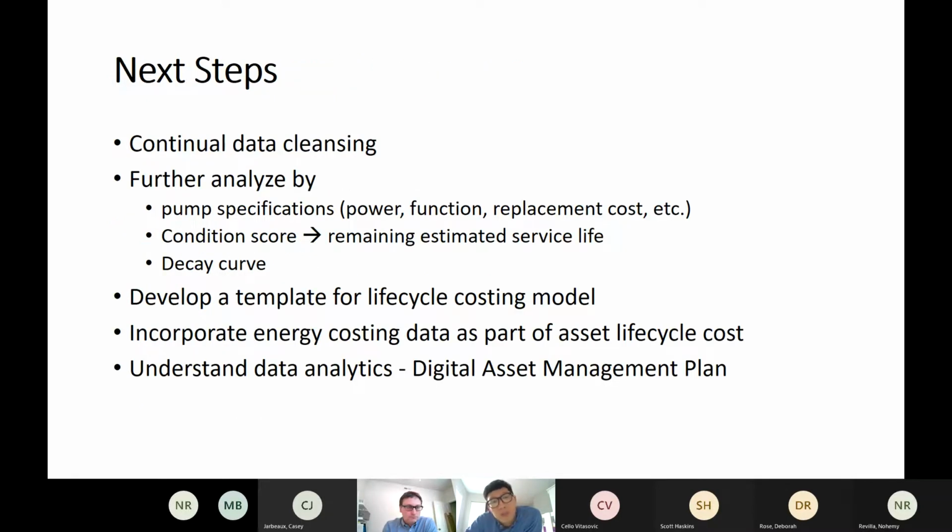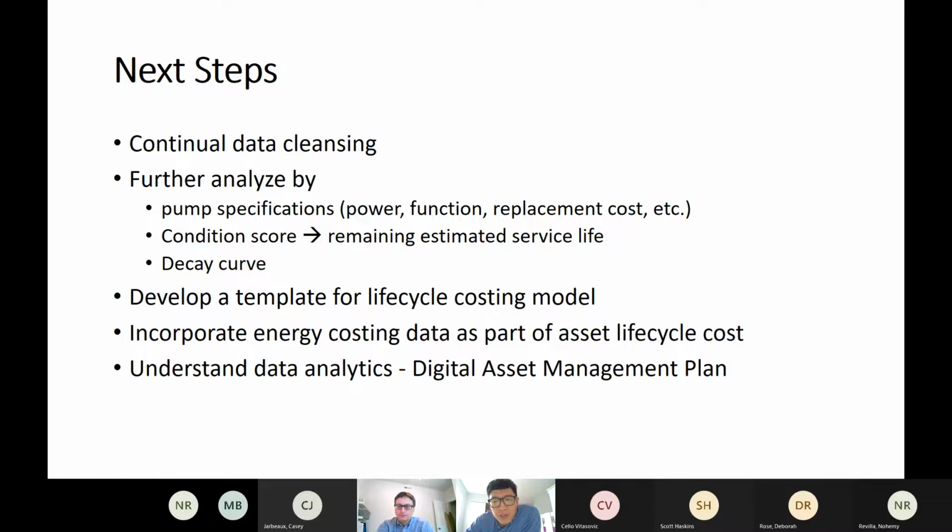So in terms of next steps, we need continual data cleansing, and it's a way bigger initiative that we should work on together with IT and O&M, along with further analysis using the pump specs and condition scores. I'm really curious whether, based on the current condition and remaining service life, there are big changes to the work order cost. Those decay curves, like the bathtub curve or the J or reverse J, those types of analysis. And also, Mert mentioned a template for a life cycle costing analysis model.